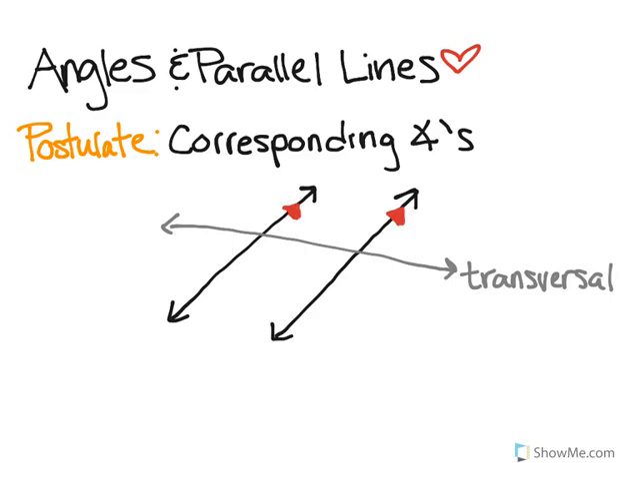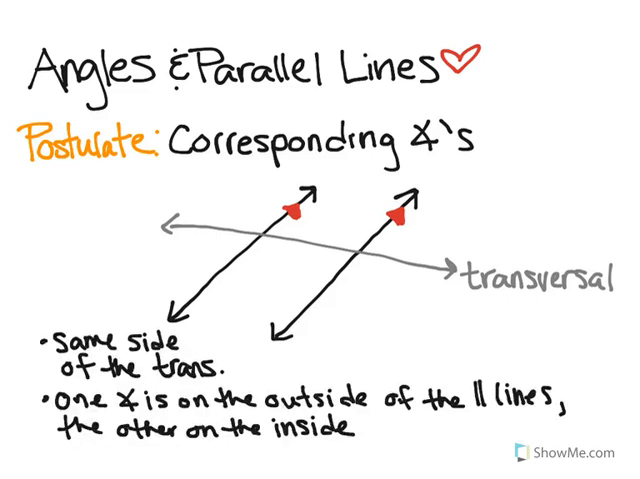Just like so. So what we're going to do is go ahead and label all the different pairs of corresponding angles that we have in this picture. So corresponding angles have a couple characteristics, which are that they're going to be on the same side of the transversal, and one angle is on the outside of the parallel lines and the other is on the inside.